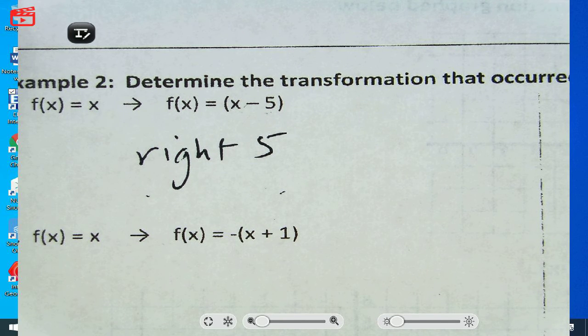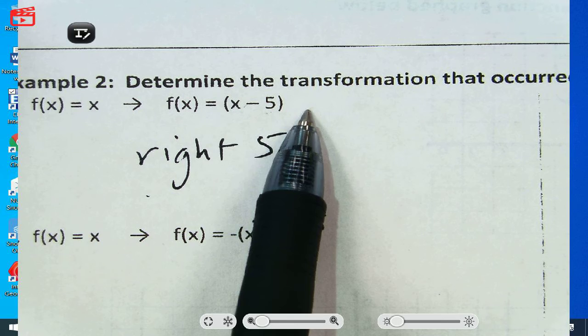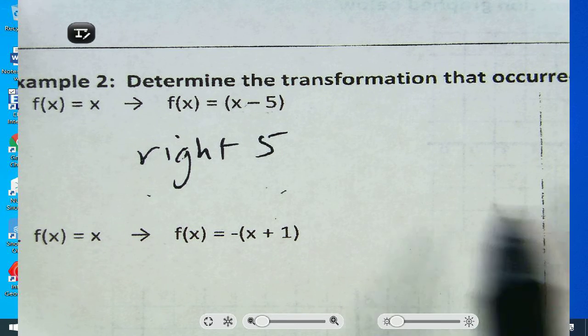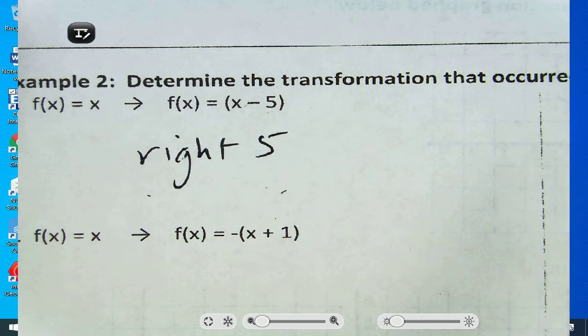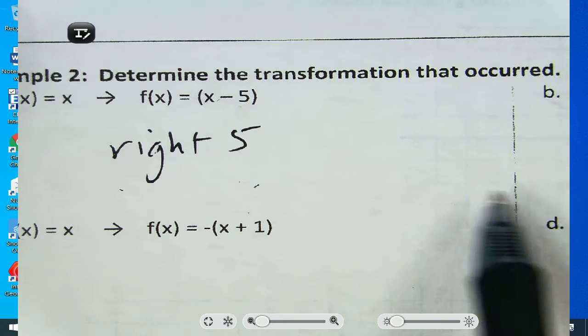Why not left or down or up? If it's plus, it will be left. And if it's outside the parentheses, it'll be up or down. Well, technically, you could argue this is down 5, but we're not going there. I personally think this is not a good example. We'll get to better ones in a minute.